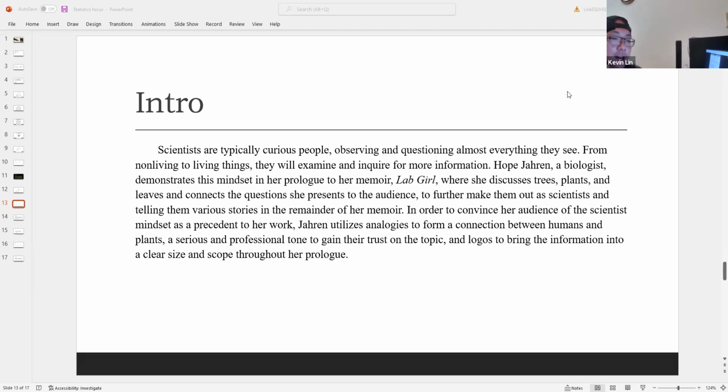Hope Jaron, a biologist, demonstrates this mindset in her prologue to her memoir, Lab Girl, where she discusses trees, plants, and leaves and connects the questions she presents to the audience to further make them out as scientists and telling them various stories in the remainder of her memoir. The student does a really good job introducing the work, the author, the situation here.